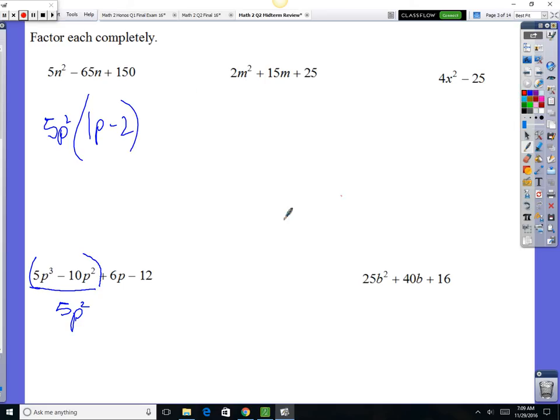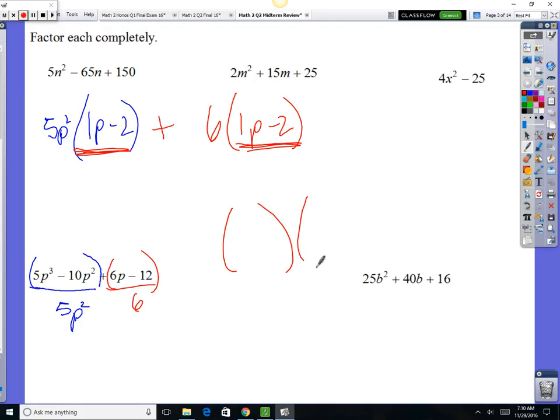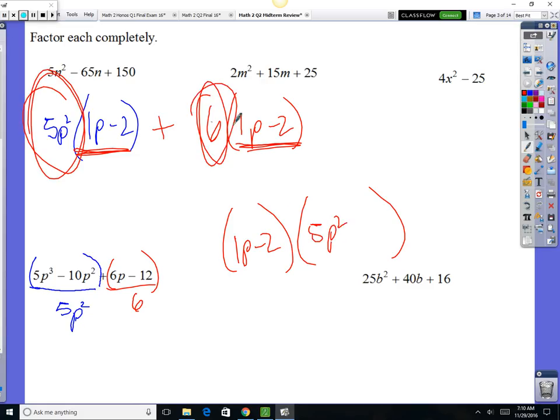Okay, now your next group, this 6p minus 12, factor out of both those a 6. So it's going to be 6 times 1p minus 2. So now we're in shape because both terms have a 1p minus 2. So your final answer is going to be 1p minus 2, and then the other group will be 5p squared and 6.